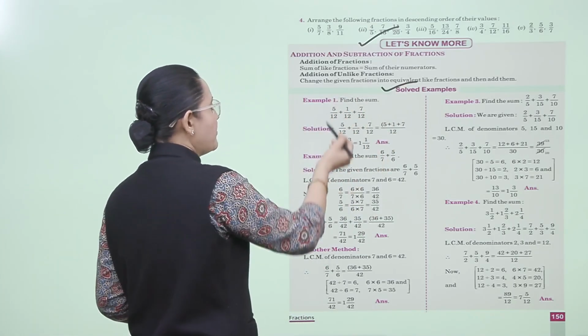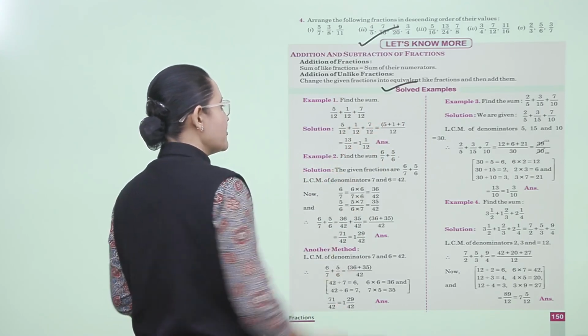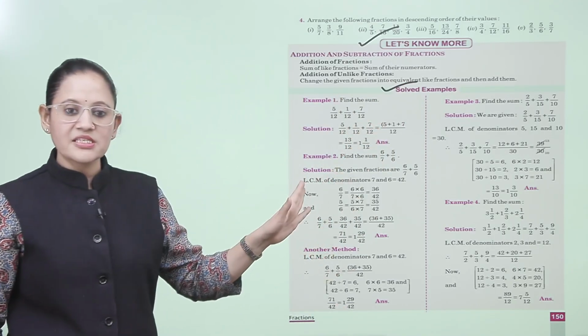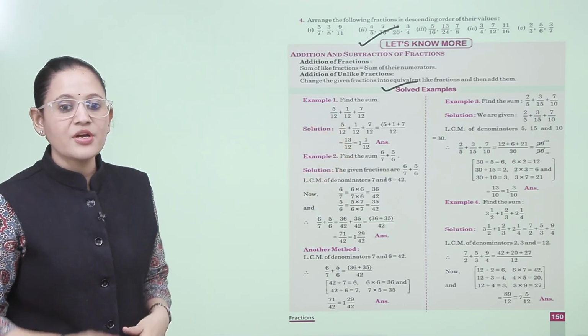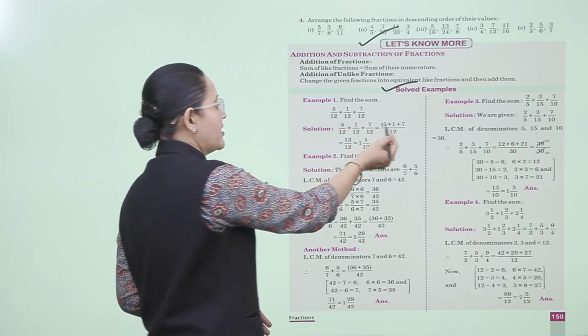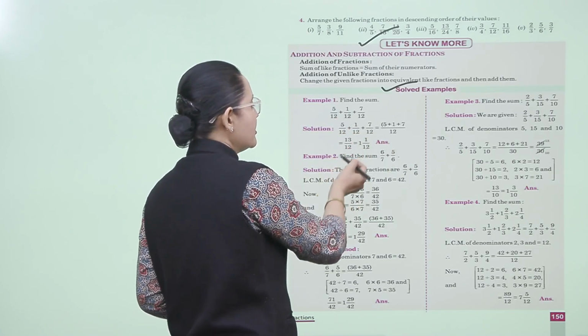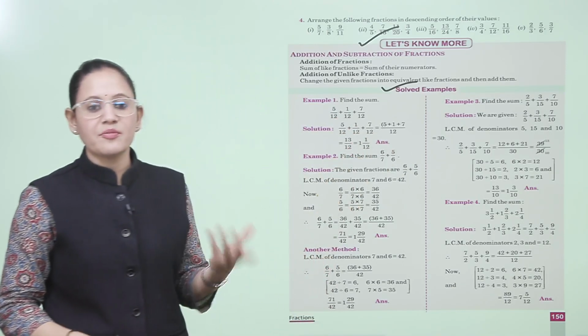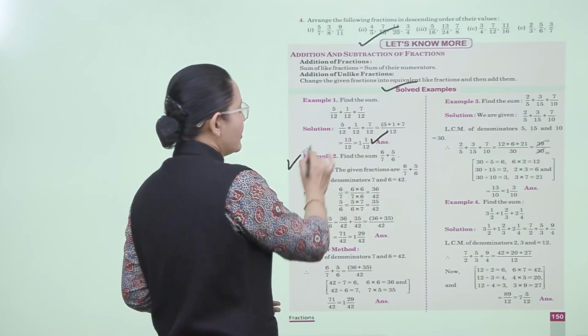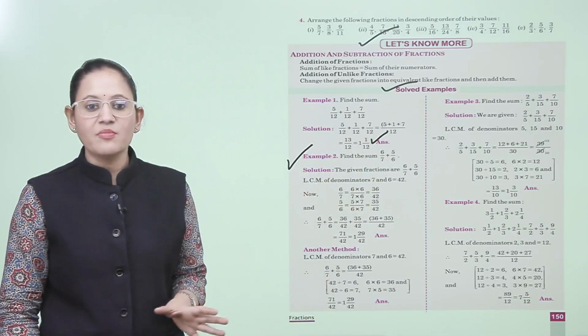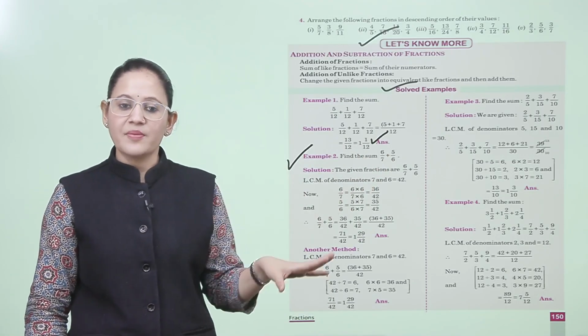Find the sum of 5 by 12, 1 by 12 and 7 by 12. Like fractions, denominator is the same. So simply we'll add the numerators and find their sum. So 5 plus 1 plus 7 upon 12, 13 by 12. 13 by 12 is an improper fraction, so we'll change it into a mixed fraction, 1 1 by 12.